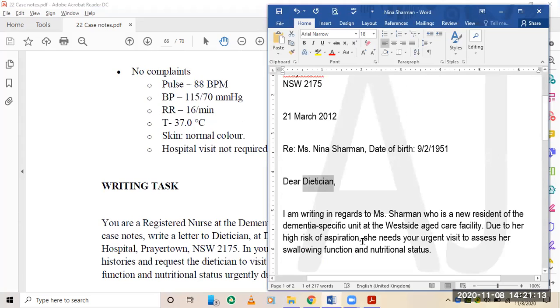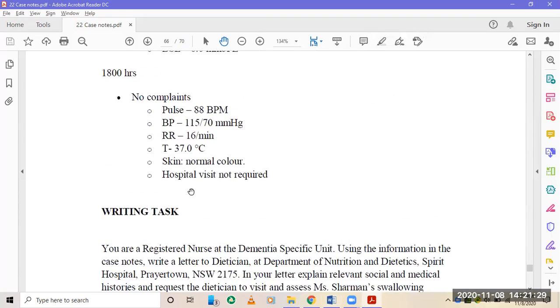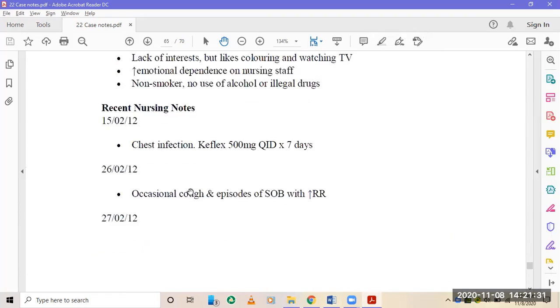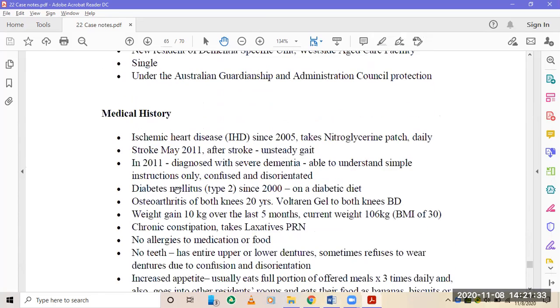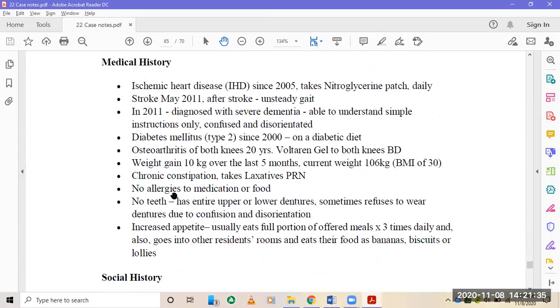Due to a high risk of aspiration, she needs your urgent visit to assess her swallowing function and nutritional status. Or you can even write it the other way around. She needs your urgent visit to assess her swallowing function and nutritional status. Next thing, what we will do is, yes, this part, medical history.